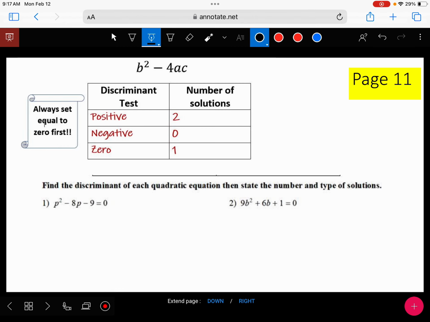All right, let's fill in our table real quick on page 11. Fill this in because it's not filled in. This is the basis of what we're talking about today. Page 11 in our notes. So the discriminant test, if it's positive, if you get any positive number, that means you have 2 solutions. If you get a negative number, you have no solutions. And if you get 0, you have 1 solution.